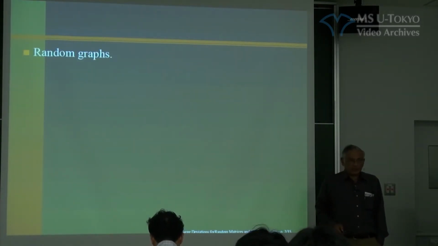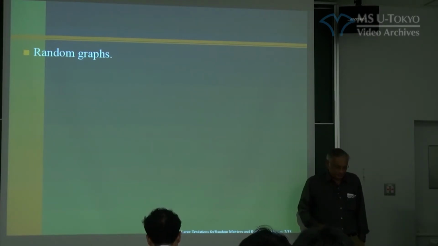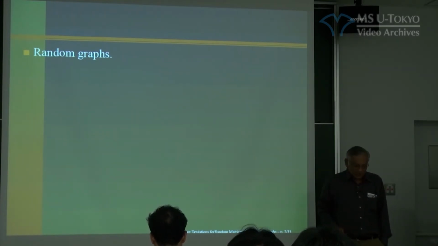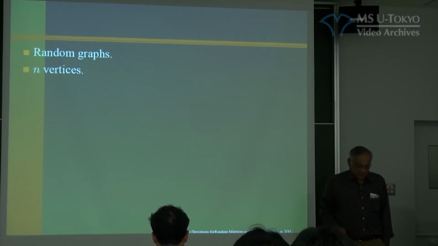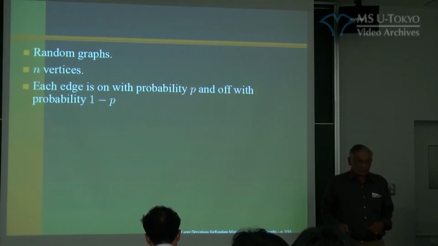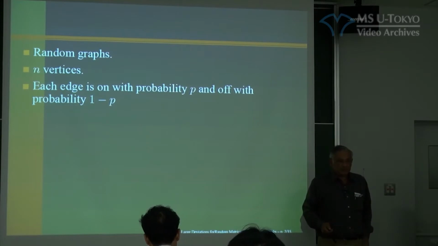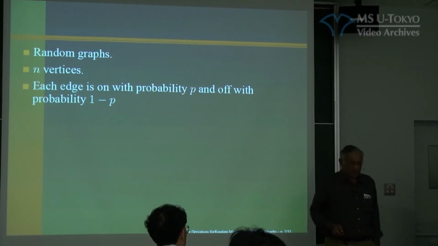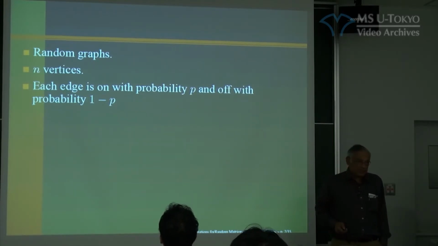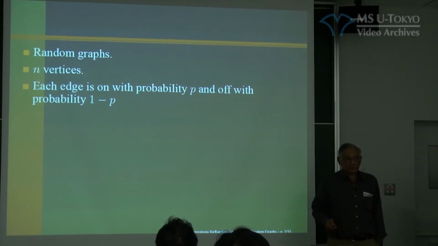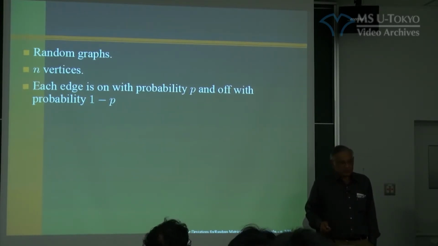So the objects we are going to be considering today are random graphs. These are large graphs where the number of vertices is very large. So there are n vertices, n is a large number, and each edge could be either on or off. So let's take a number p between 0 and 1, and we say that an edge is on with probability p and is off with probability 1 minus p. And we are keeping p fixed and letting n become large. There are many other variations of this problem. For example, Erdős and Rényi had a nice theory where p went to 0 with n, but we are keeping p fixed in our model.